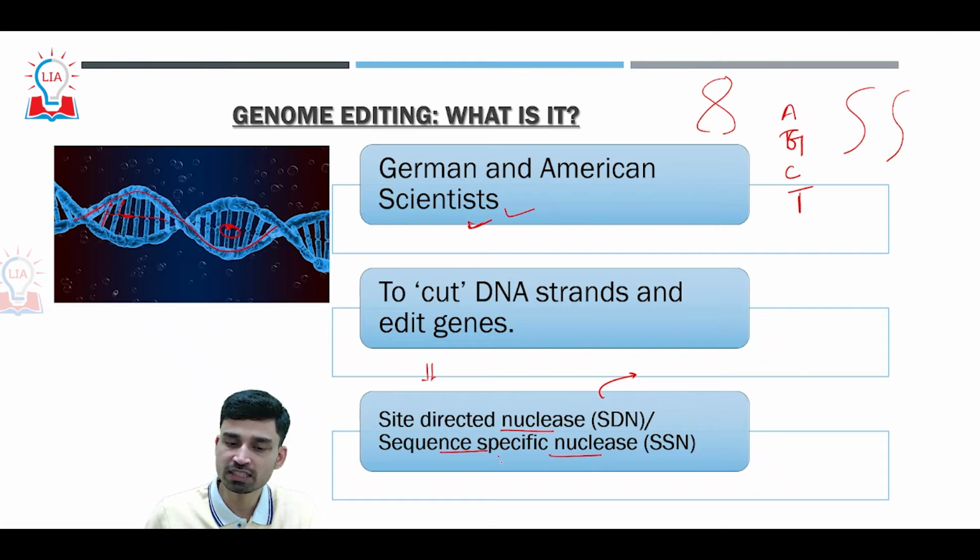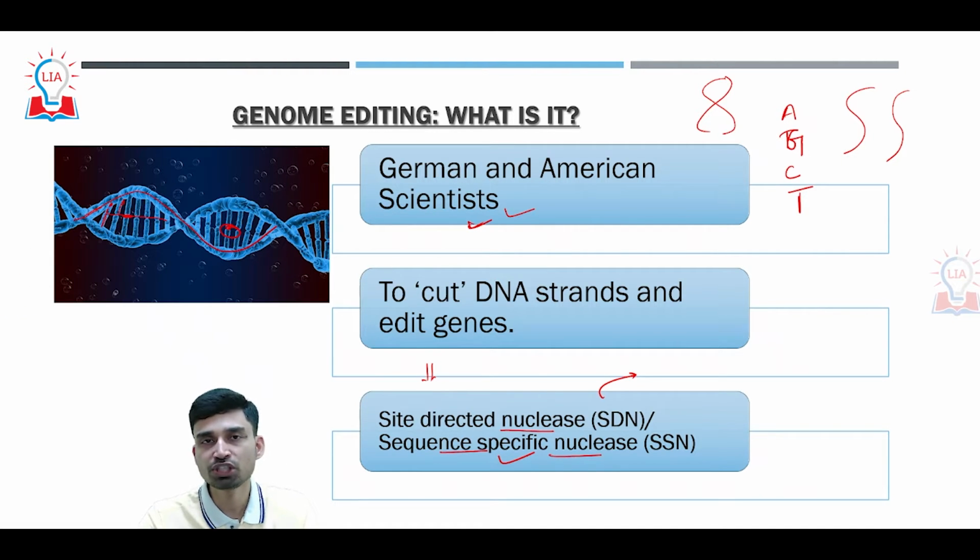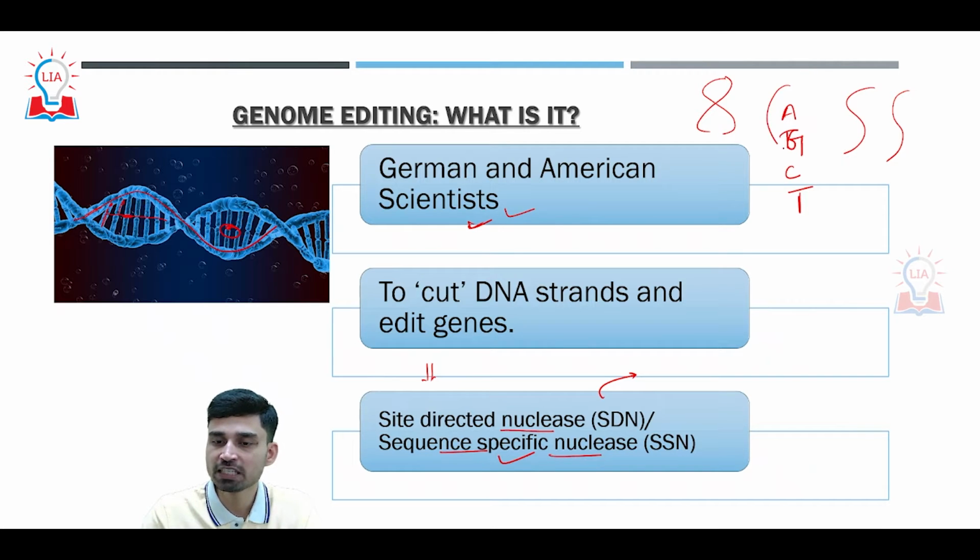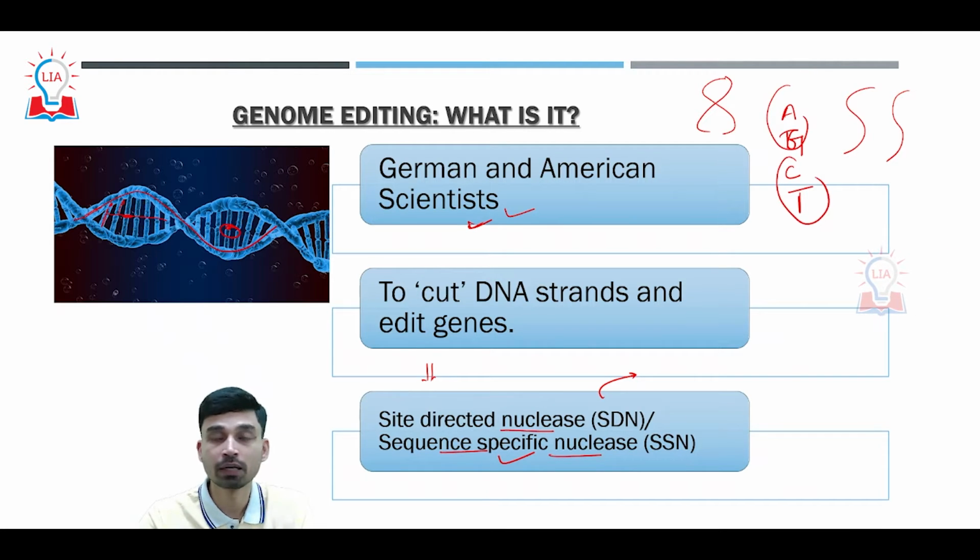While sequence-specific nucleases make a cut depending on how the sequence of base pairs is repeating in the DNA. So we can target a specific base pair and the nuclease or enzyme can make a cut as per that particular base pair, such as a repeated pair of AT bases or a repeated pair of GC bases, and similarly.